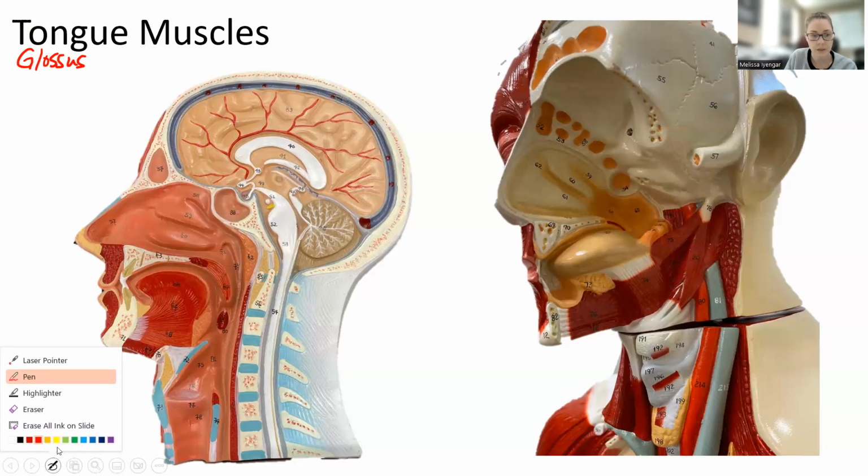I'll pick a different color here. Try to pick a different color. Yellow never works.